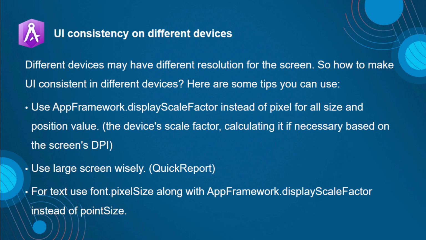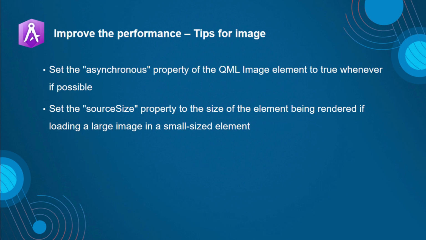Because in the Qt text component, Qt has a property called point size. And in the documentation, it says by using this, you can look similar on different devices. But the truth is, it will not give you the ability to do that. A better way is, instead of using the point size property, just use the pixel size property with our display scale factor. So use pixel size to set up the size of the font, and use values with the display scale factor for the value of that property, which would be a good choice.